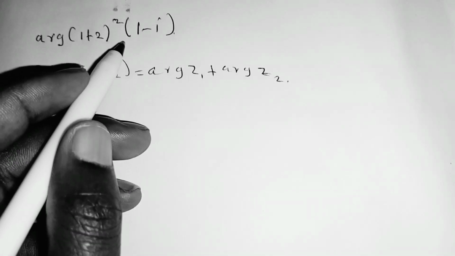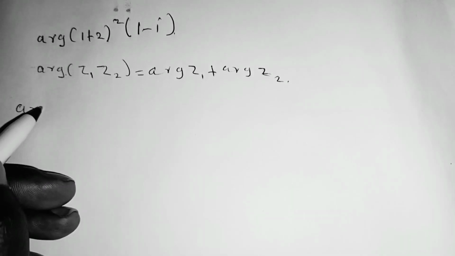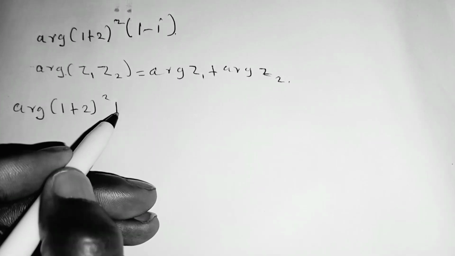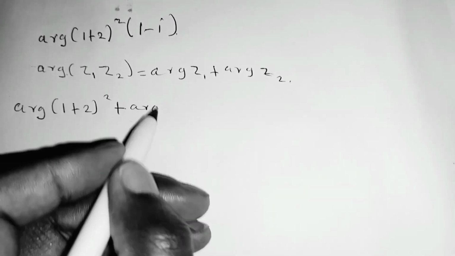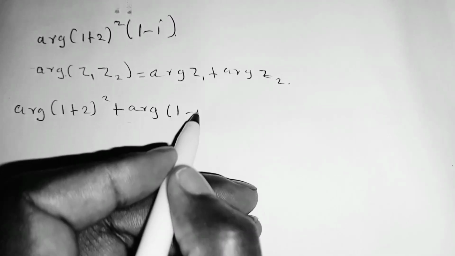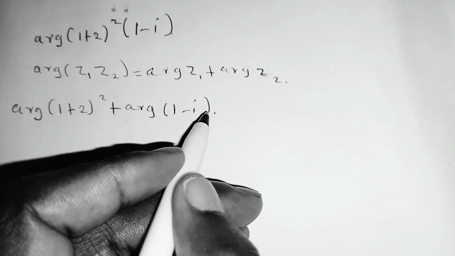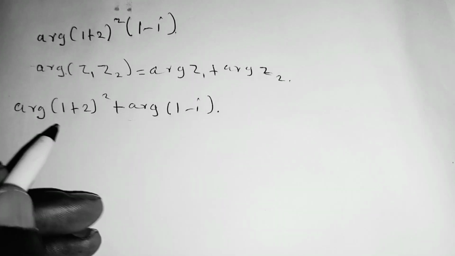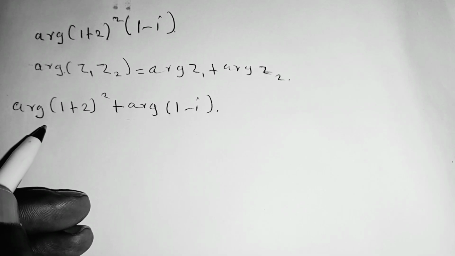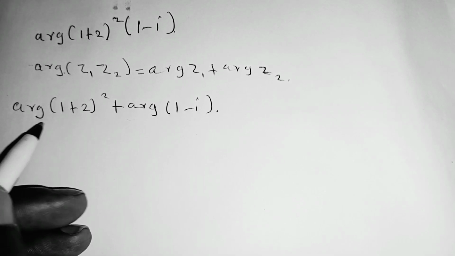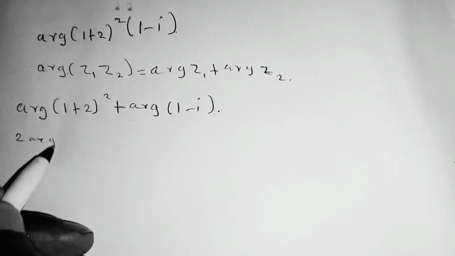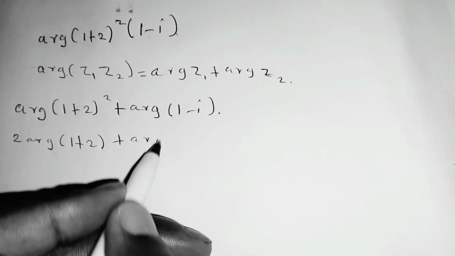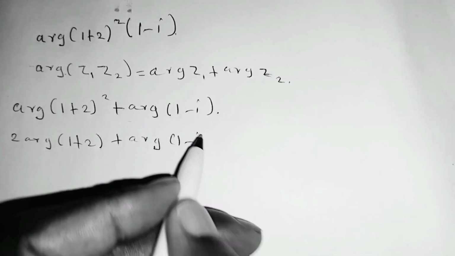In this case, we have two parts. The first thing, we are going to get the argument of (1 plus 2i), we square this. Then we add the argument of (1 minus i). So that is what we are going to obtain. In this case now, we can use the properties of logarithm, whereby this can be written as 2 argument of (1 plus 2i), then plus argument of (1 minus i).